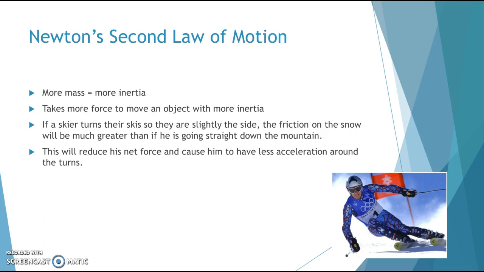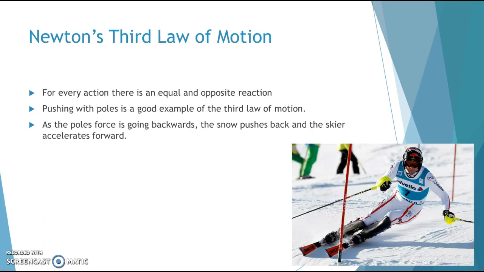One way this relates to alpine skiing is that if a skier turns their skis so they are slightly to the side, the friction on the snow will be much greater than if he is going straight down the mountain. This will reduce his net force and cause him to have less acceleration around the turns.